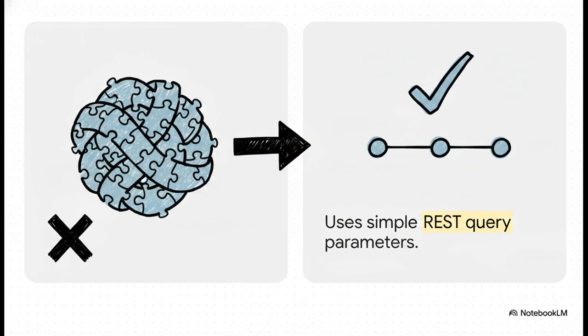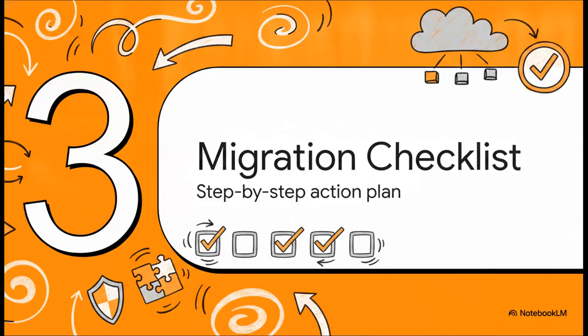You're completely ditching the JSON bodies and moving to straight REST query parameters. This makes it incredibly easy to test a call right from your browser or just by using curl. Section 3, the practical migration checklist.